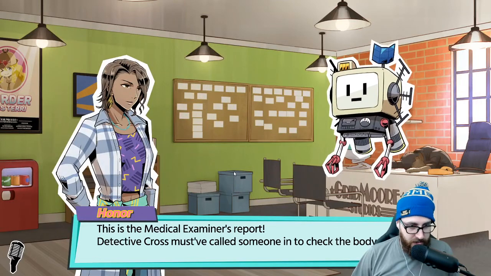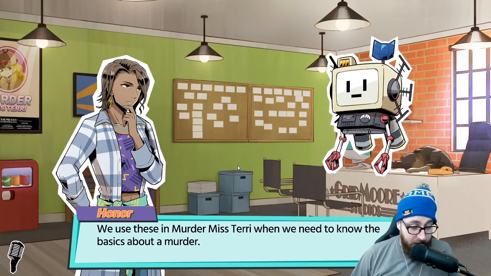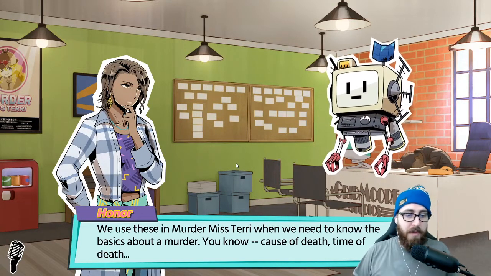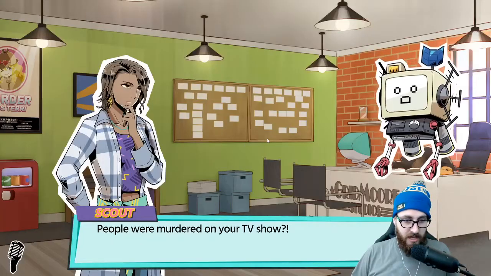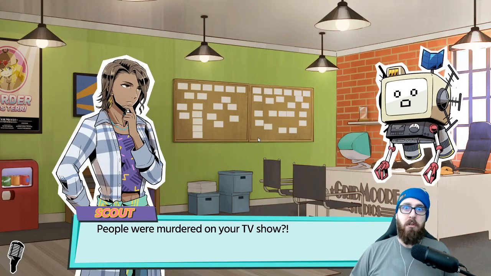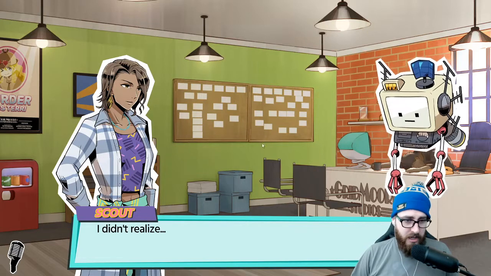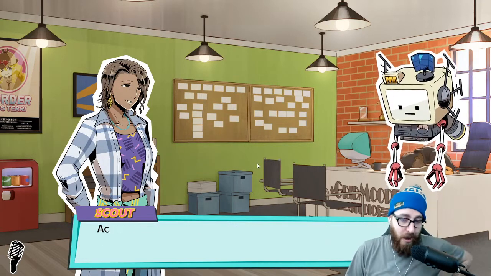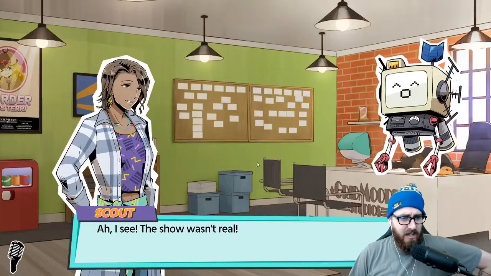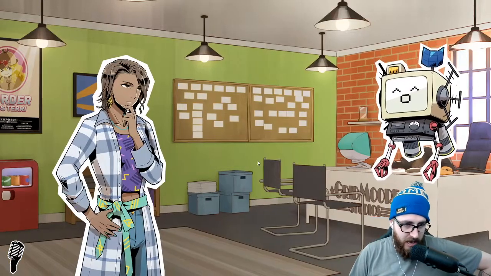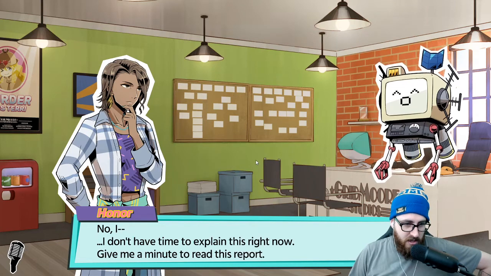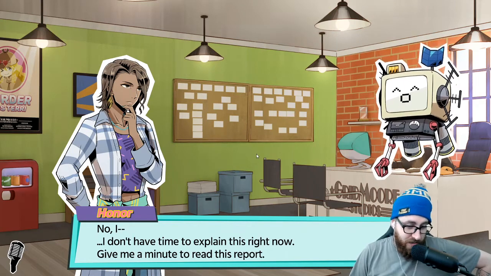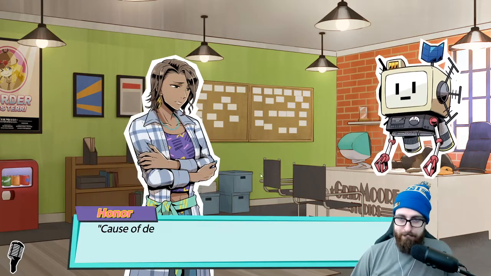This is the medical examiner's report. Cross must have called someone in to check the body. We use these in Murder Mystery when we need to know the basics about a murder. You know, cause of death, time of death. People were murdered on your TV show? Well, yeah, it's literally in the title. I didn't realize. I thought you said you were innocent. No one actually dies on the show, Scout. They're just acting. Acting? Ah, the show wasn't real. You're just pretending to be an actress. No, I don't have time to explain this right now. Give me a minute to read this report.